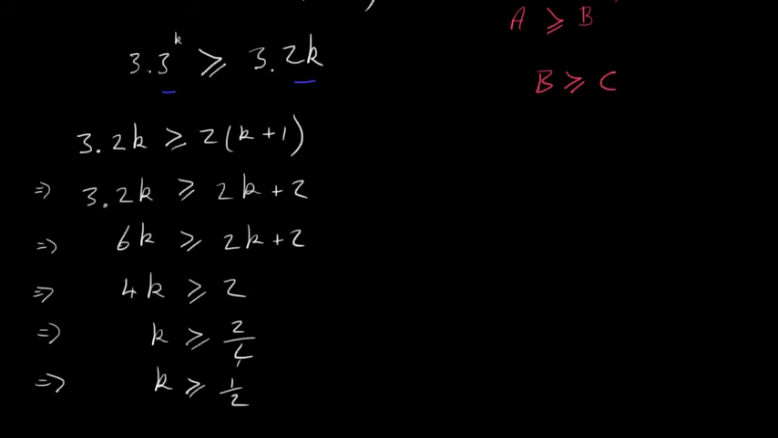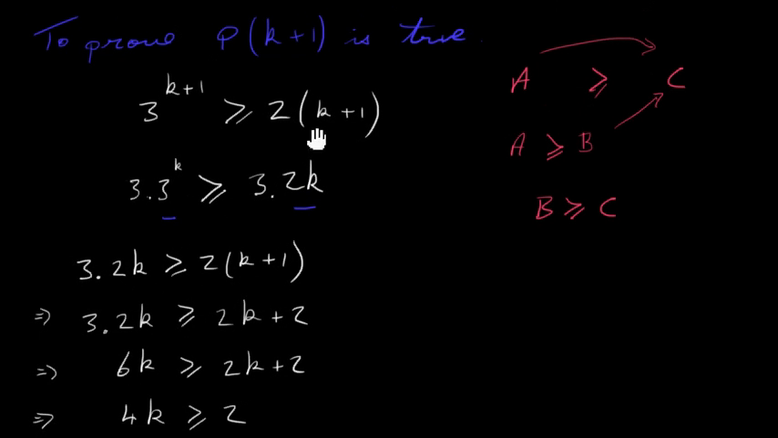Now, we know that k will always be a natural number. K will always start at 1 and go up to 2, 3, 4, 5, 6, and so on. So is k always greater than or equal to a half? Yes, it is. And just by working our way backwards here, all of these statements must be true. Therefore, this here must be true. This part here is true. So if this is greater than this here, then this must be greater than this here. 3 to the power k plus 1 is greater than or equal to 2 times k plus 1. So we've shown that this is true.